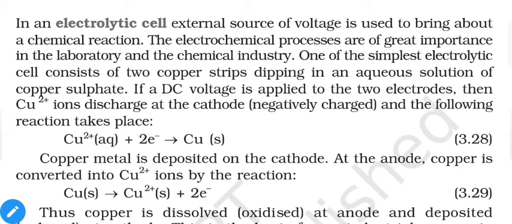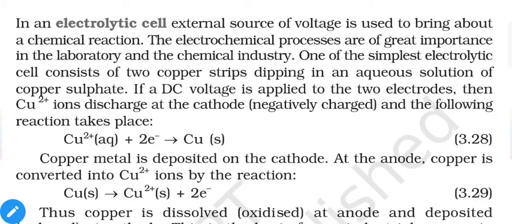One of the simplest electrolytic cells consists of two copper strips dipped in an aqueous solution of copper sulfate. If DC voltage is applied to the electrodes, then Cu2+ ions are discharged at the cathode, which is negatively charged, and the following reaction takes place. As we know, at the cathode a reduction reaction takes place. So Cu2+ ions accept electrons and you get Cu solid.